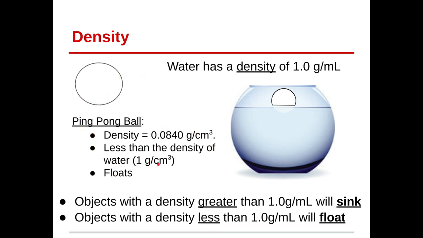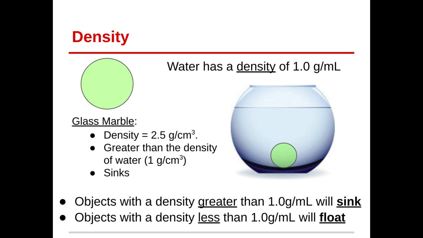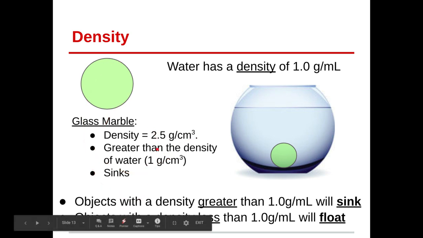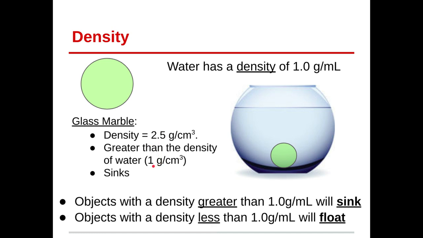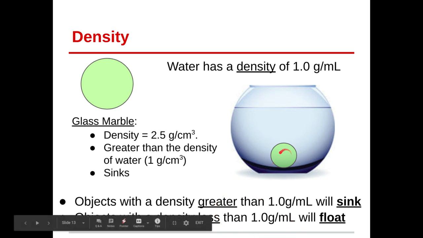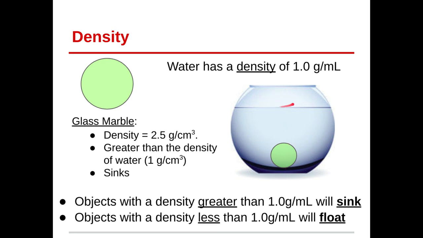Next, we're going to look at a glass marble. A glass marble has a density of 2.5 grams per centimeter cubed. Again, I would not bother writing this stuff down. And 2.5 is greater than 1, so a glass marble will sink in the water. Again, this is the same thing. Since the density is greater than the water, it sinks. Ping pong ball has a density less than the water, so it floated.